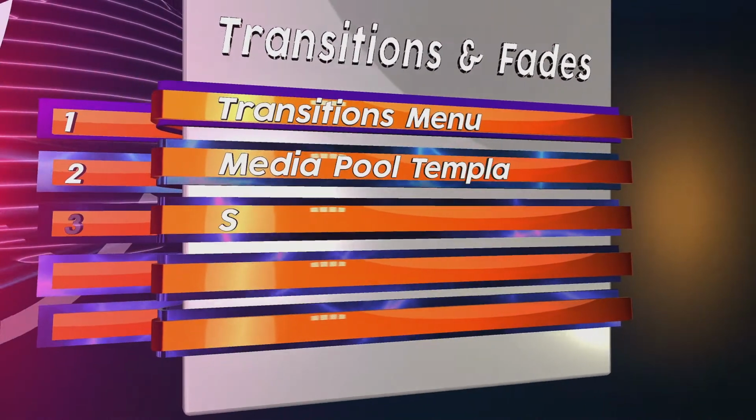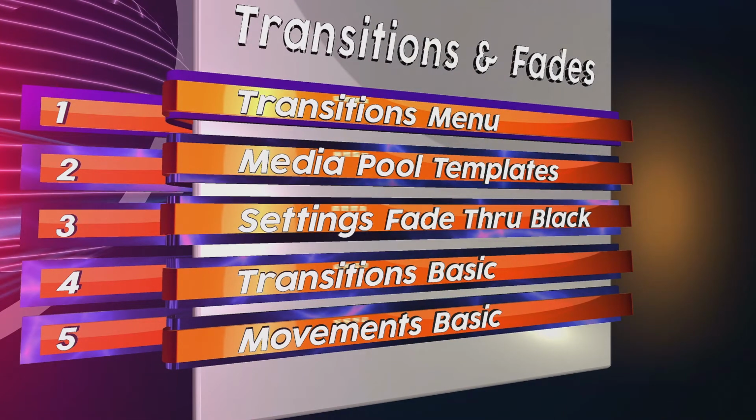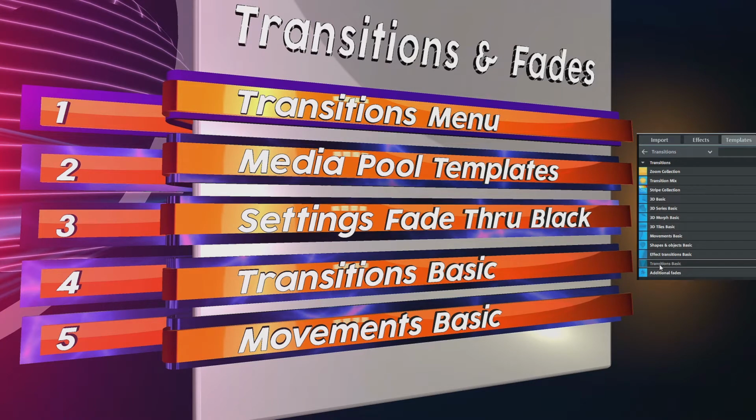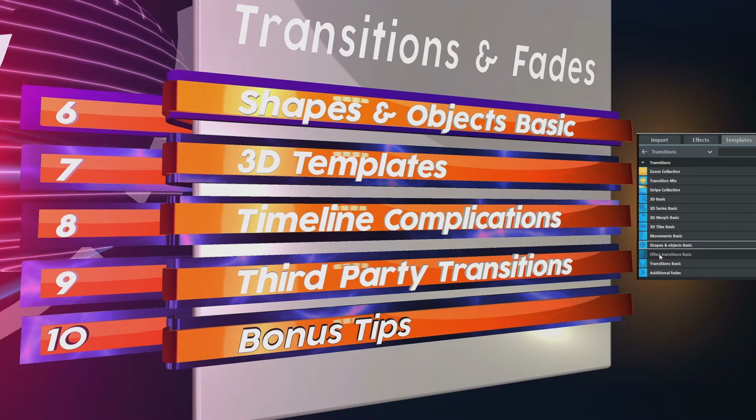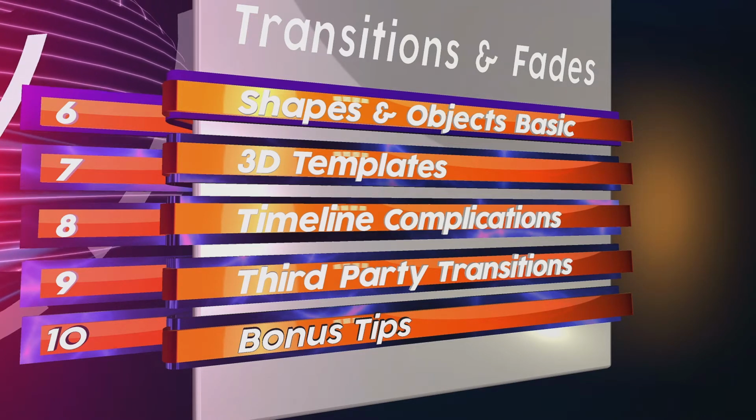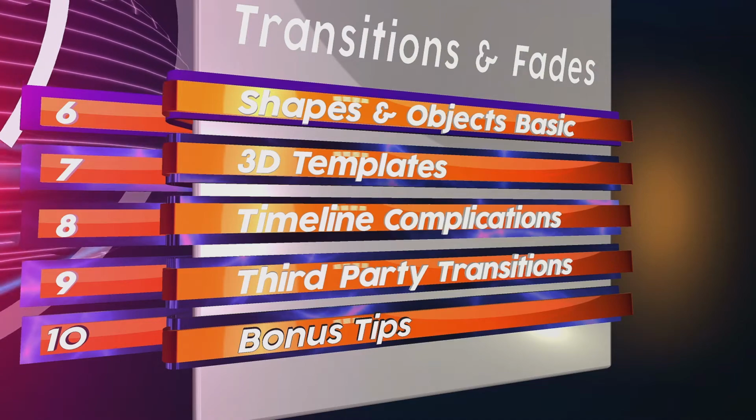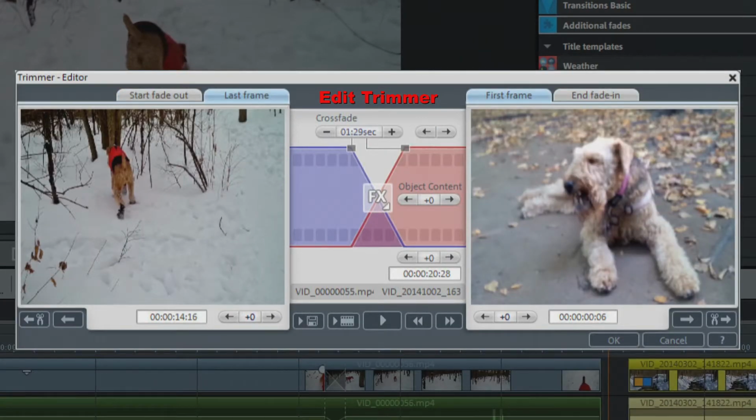Topics to be covered include Transitions menu, Media Pool templates, Settings, Fade through Black, Transitions Basic, Movements Basic, Shapes and Objects Basic, 3D templates, Timeline complications, third-party transitions, and bonus tips. In part 3, we'll look at the object and edit trimmers.